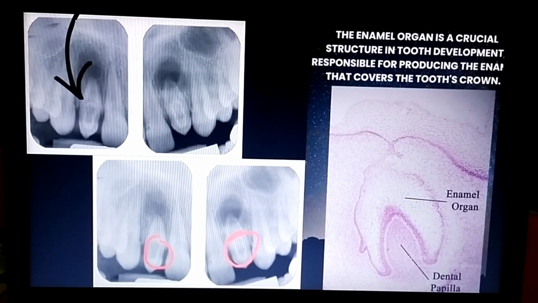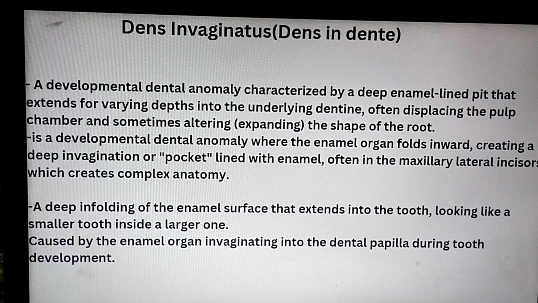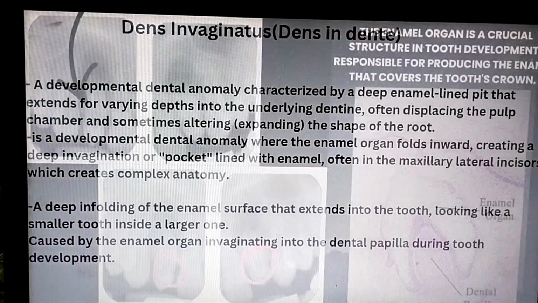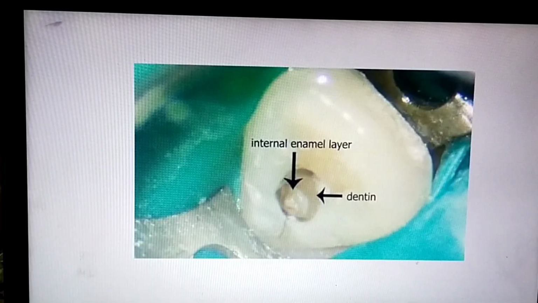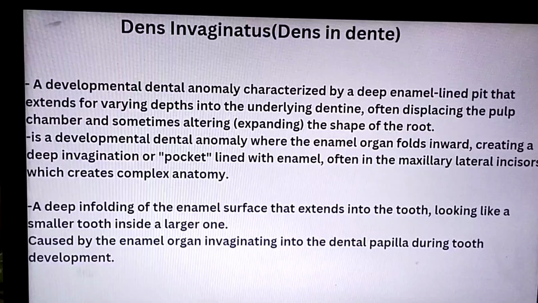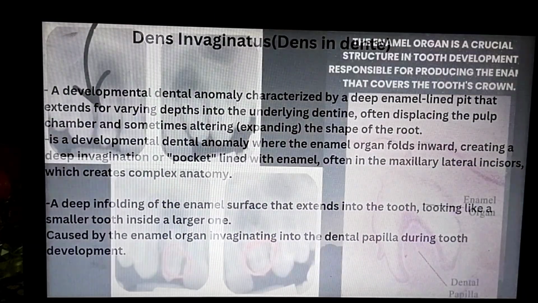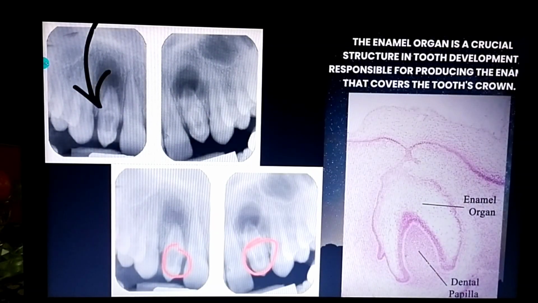Let's see it clinically first so that you can have a better understanding what is dens invaginatus. Developmental dental anomaly characterized by a deep enamel-lined pit that extends for varying depths into the underlying dentine, as we just saw in the previous picture. As you can see, now what is happening? It is underlying in the dentine, the enamel, alright? Often displacing the pulp chamber and sometimes altering the shape of the root. As we can see in this radiograph, this is the enamel. This is the dentine and the pulp chamber, alright? And this enamel, it is displacing the dentine and the pulp.